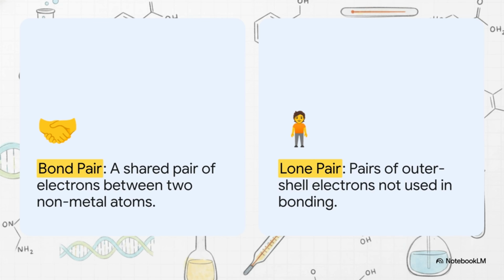But don't forget the rest. Each chlorine atom still has 3 pairs of outer shell electrons just minding their own business, not bonding at all. Those are your lone pairs.